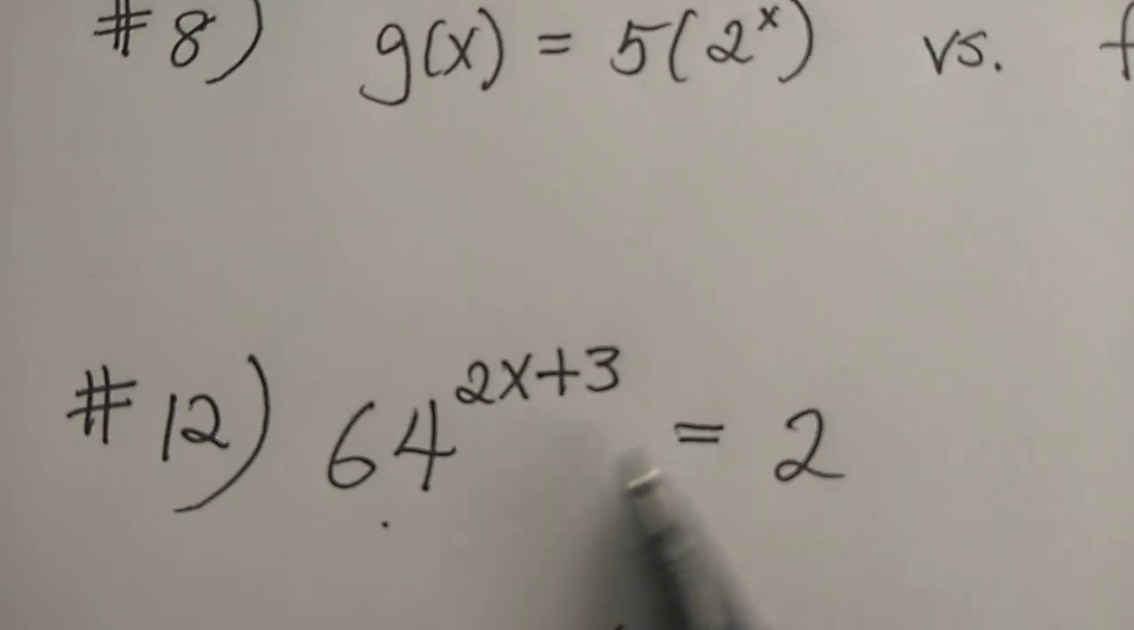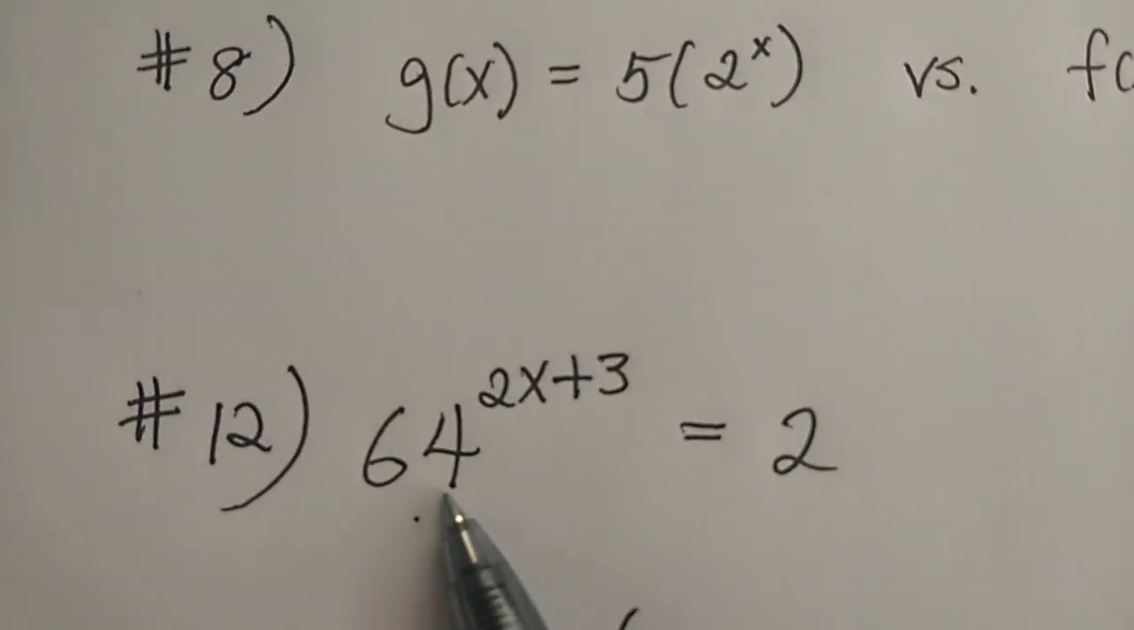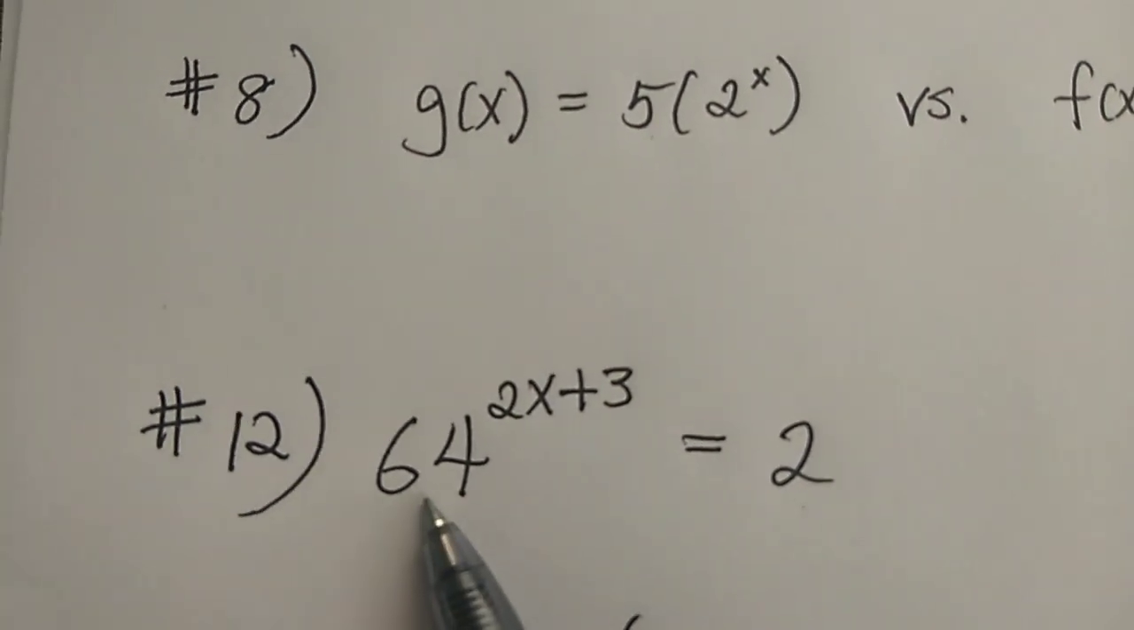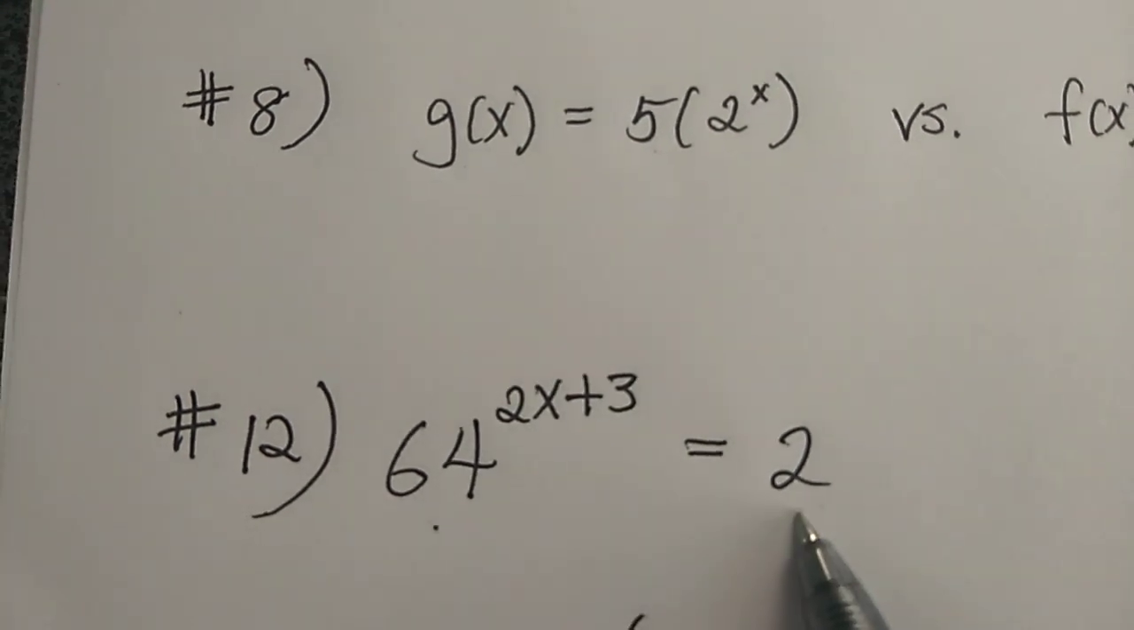Here's the question. Okay, so number 12, here's the question. Now when you see a question like this, you want to make sure that they have the same base. Since the base here is 2, you have to change this to 2 as well. And you know that 64 is a multiple of 2.